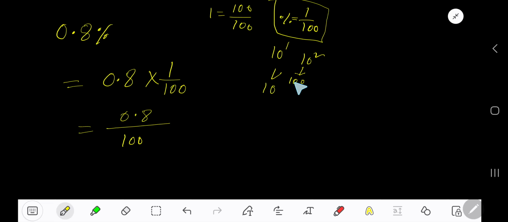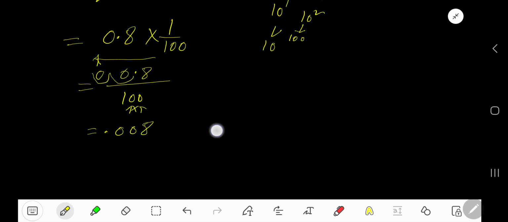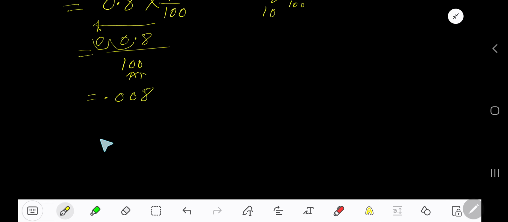Look, 10, 100, these are called powers of ten. 10 to the power 2 means 100. To divide a decimal by a power of 10, just move the decimal from right to left, an equal number of places as the zeros in the power of 10. 2 zeros, so the decimal point will move 2 places, with a placeholder 0. So the decimal is 0.008. This is the decimal form.